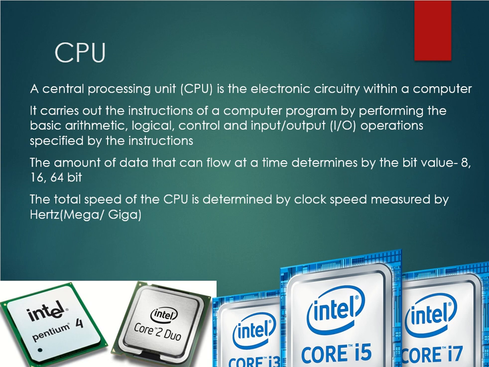And the speed is measured by a scale called hertz. Now it is in mega or giga scale, and you can clearly see it is placed on the motherboard, and also a cooling fan to cool or to reduce the temperature. And this is called the brain of the computer.